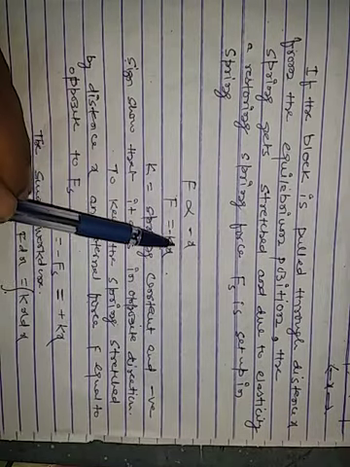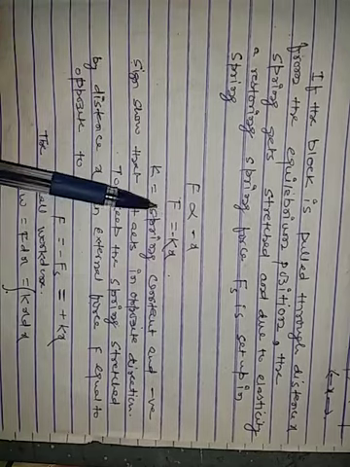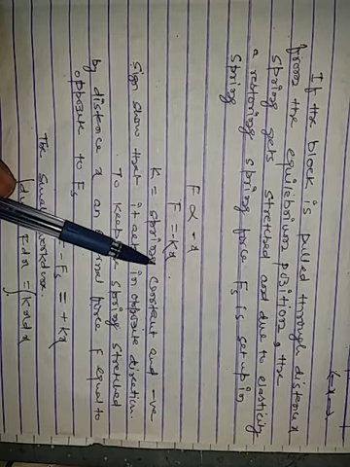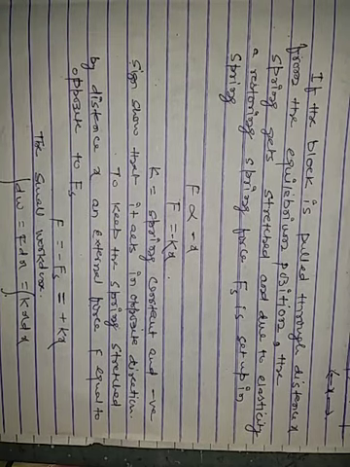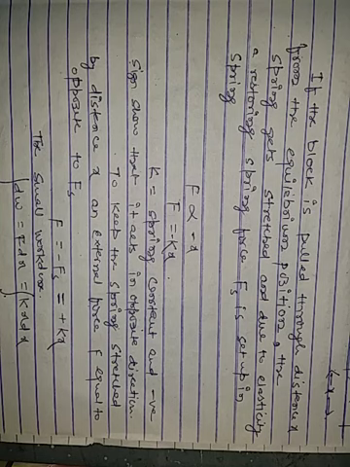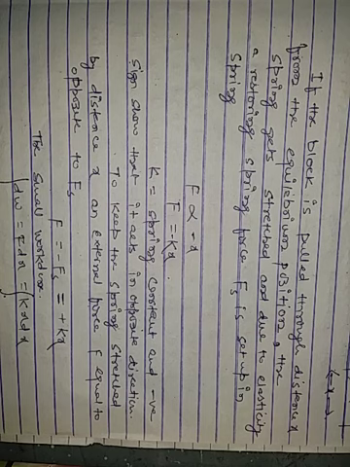So Fs is directly proportional to minus x, or Fs is equal to minus kx, where k is the spring constant, and the negative sign shows that it acts in the opposite direction.